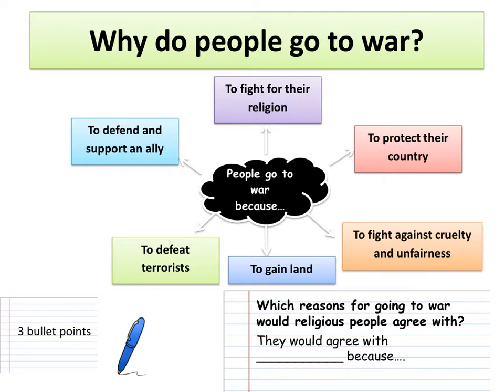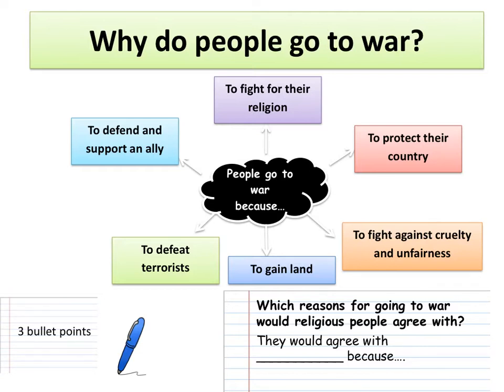Another reason people may go to war is to gain land. They may know that there are useful resources in other countries' land and may want those resources for themselves. They therefore go to war in order to take over those parts of land and gain the resources for themselves, leading to a more wealthy nation.